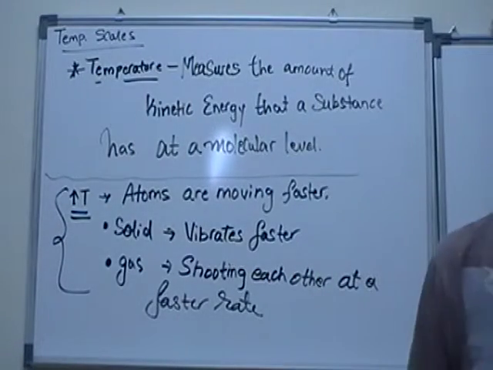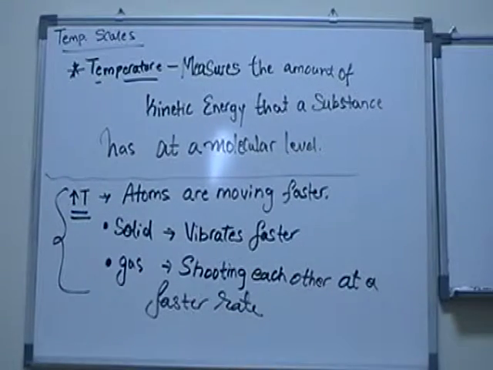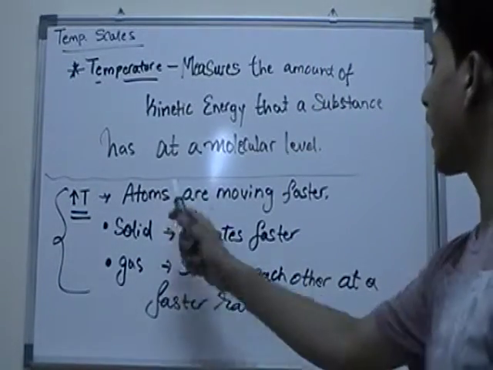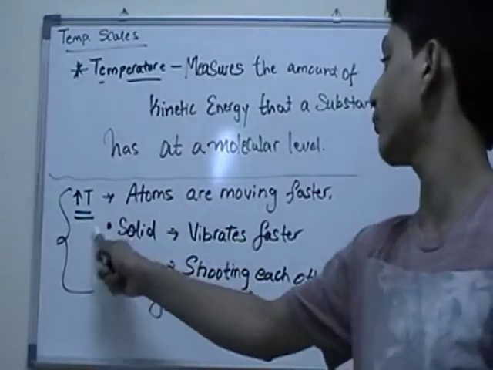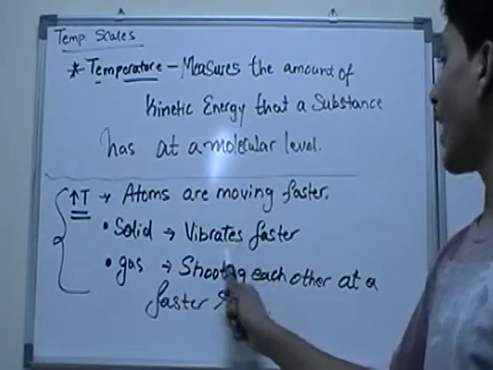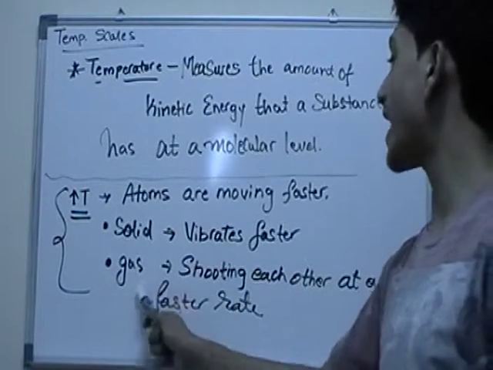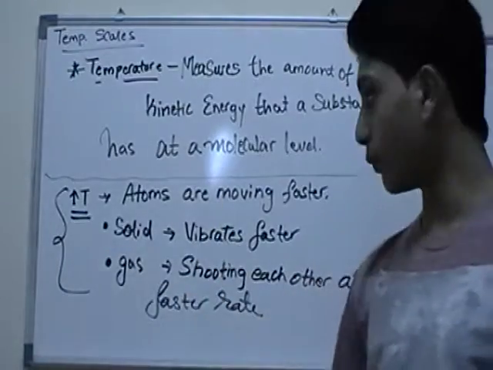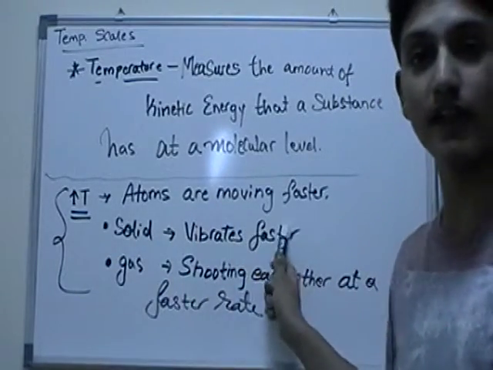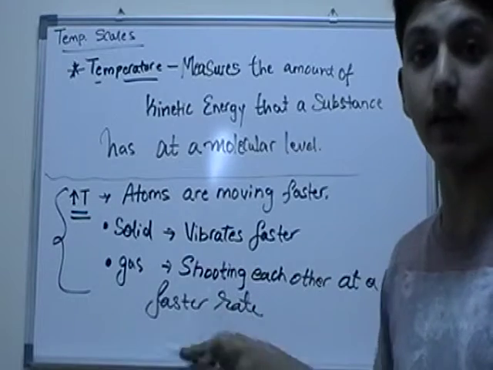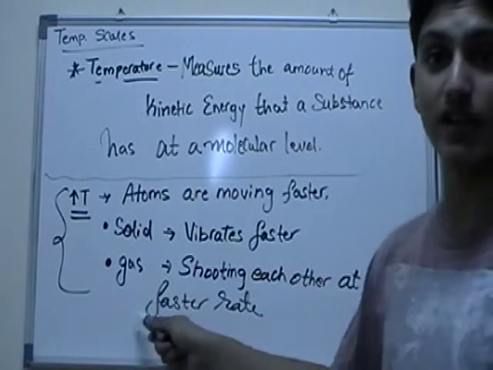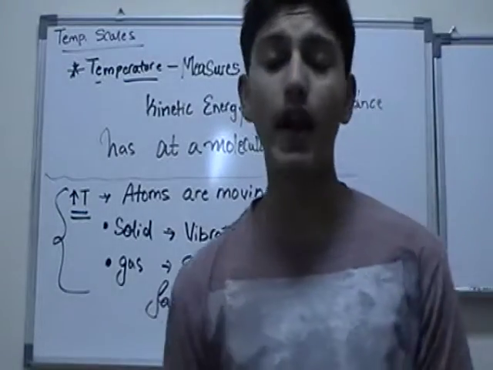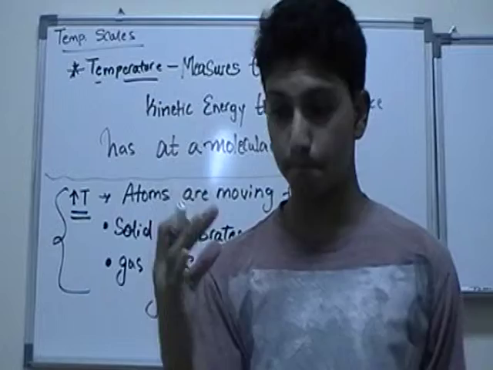Now you can restate your statements. If you have a low temperature, that means the object is cold. Atoms are moving slower when the temperature is low. A solid vibrates slower. Gas shoots at each other at a slower rate. When the temperature is high, the atoms are moving faster. A solid vibrates faster. Gas shoots at each other at a faster rate. So that's basically it. Now let's talk about building the thermometer.